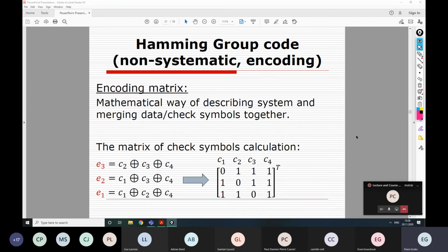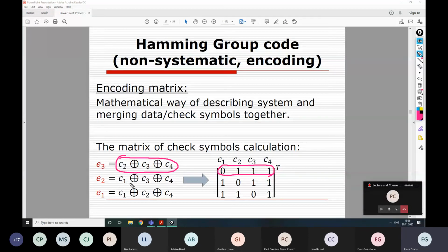Now, we can also make that in matrix form, and this is actually very efficient for computers, and we will use that for our simulation later. So let me explain how this matrix is formed. Basically, it's quite simple. We try to represent these equations in the form of a matrix, where each row is one equation. Here we don't have C1, so in the position of C1 we have 0, we have C2, C3, and C4. So here we have 1s, 1, and 1.